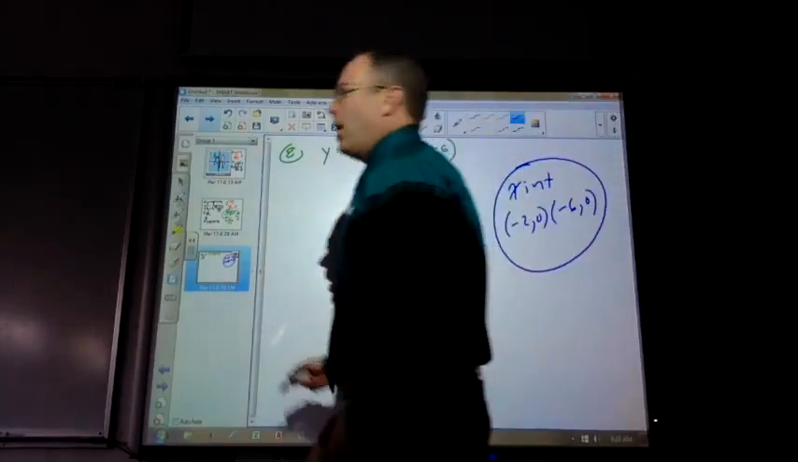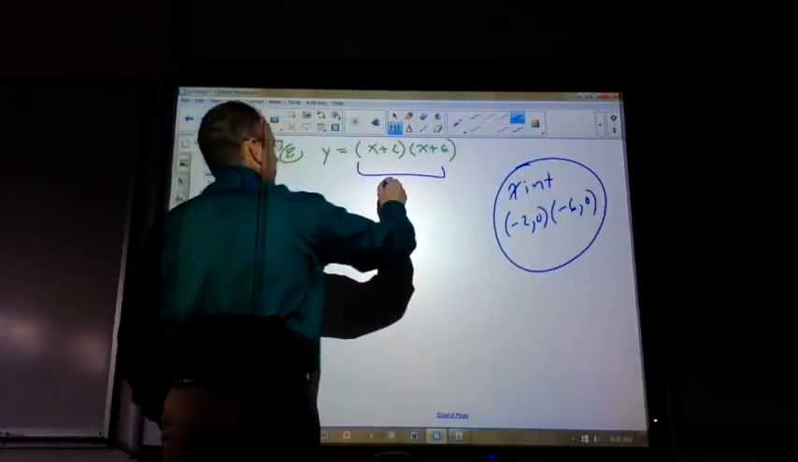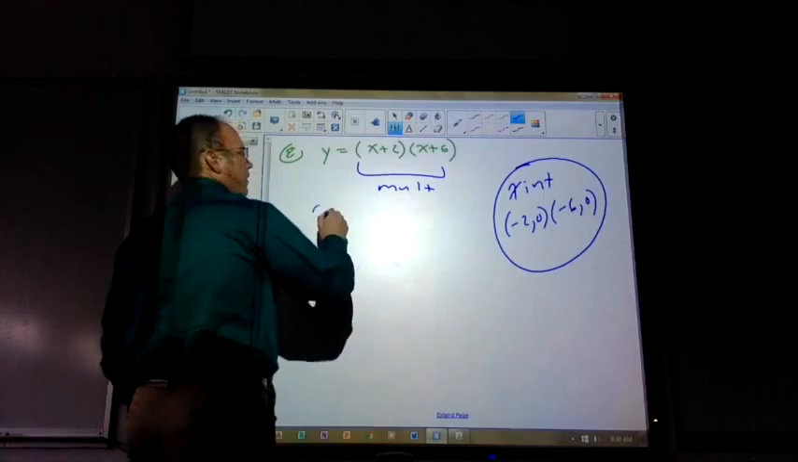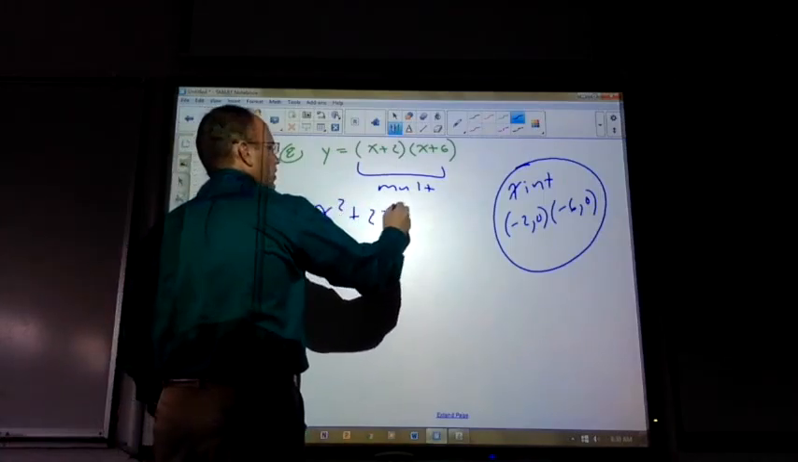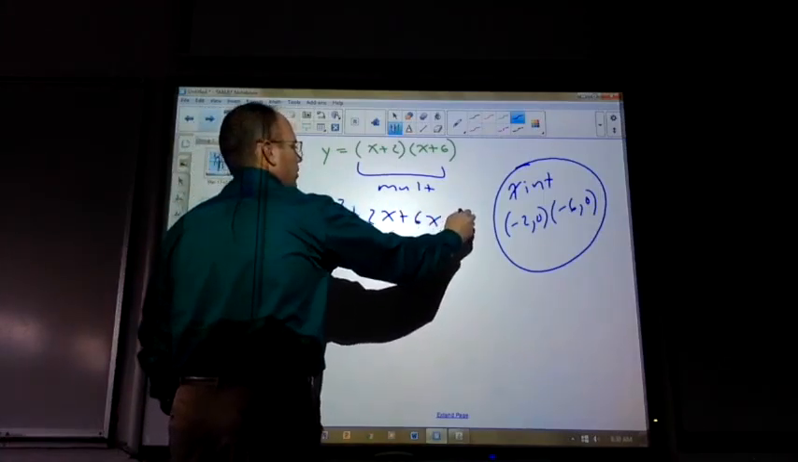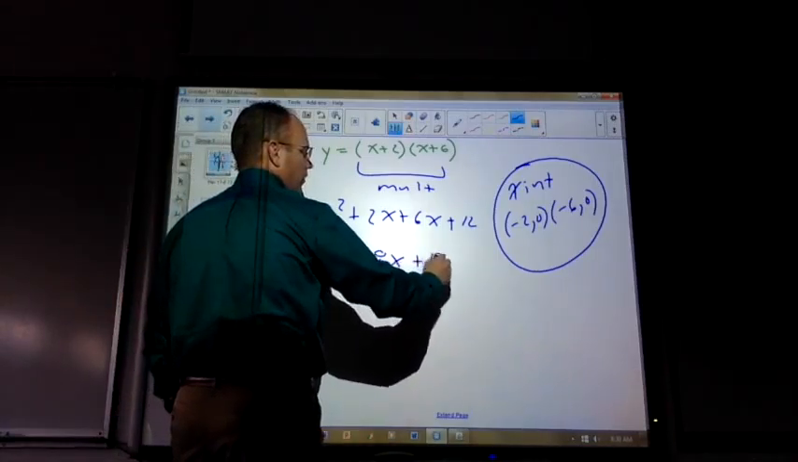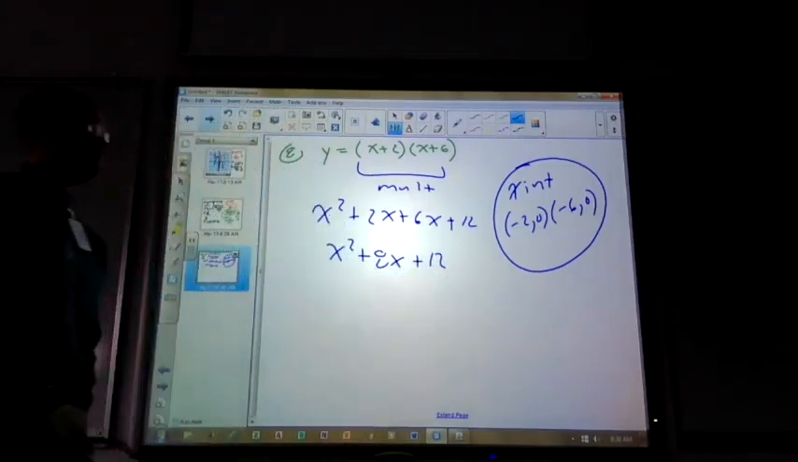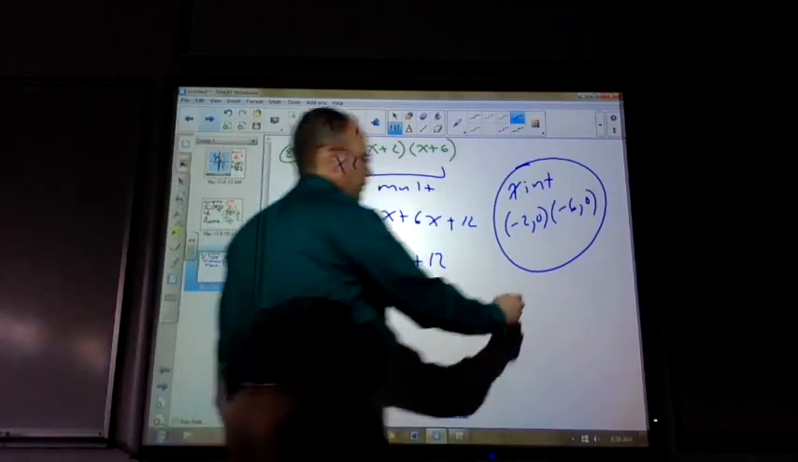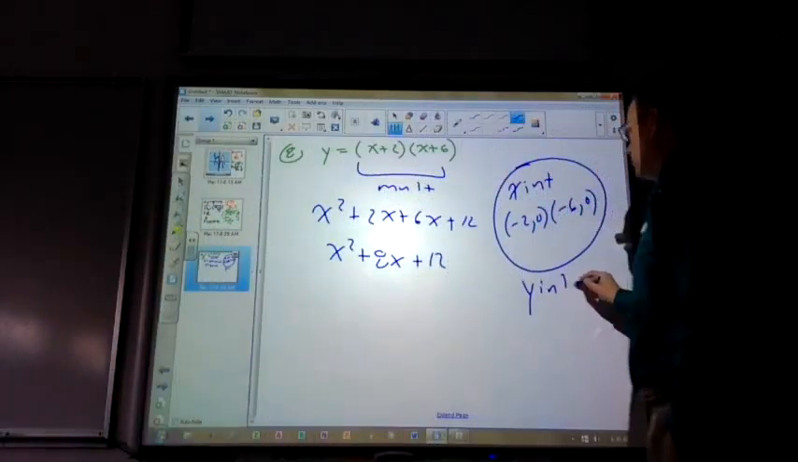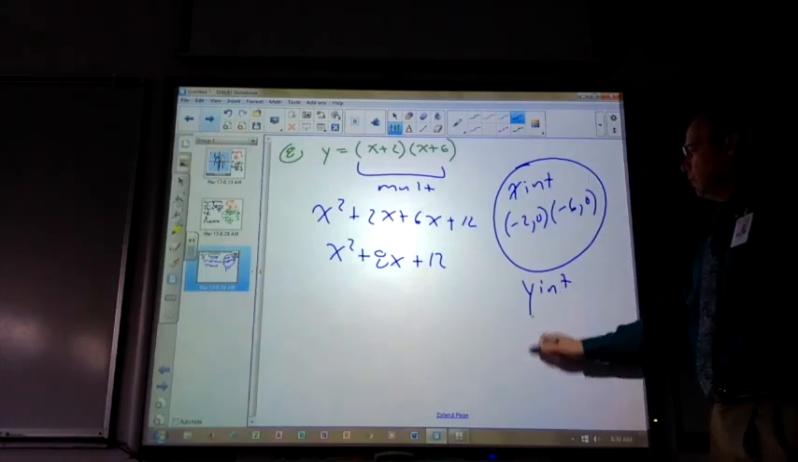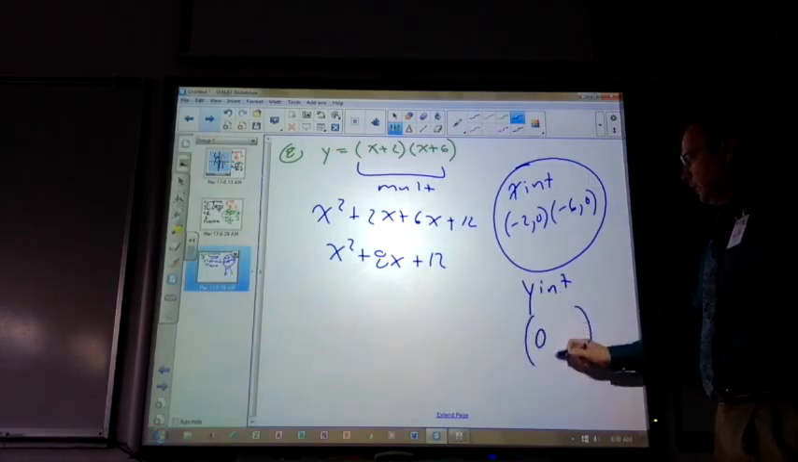In order to find the y-intercept, you have to multiply this out. So I have x squared plus 2x plus 6x plus 12. So x squared plus 8x plus 12. So what's my y-intercept then? 0, 12. Good.